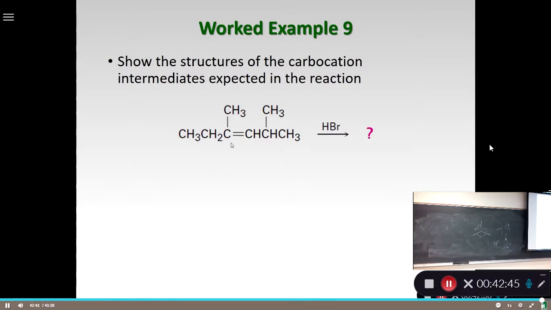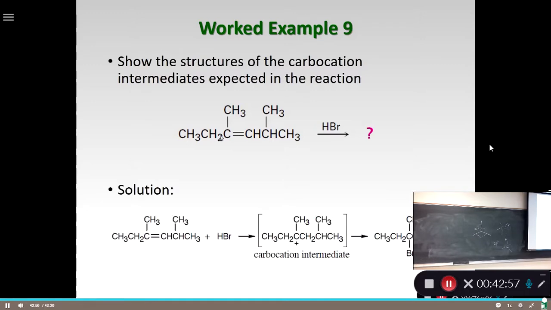Clearly, in this compound you have a poor carbon and a rich carbon, so by now you should be able to write the product. Pause the video and try it if you are watching at home. So this will be your answer.